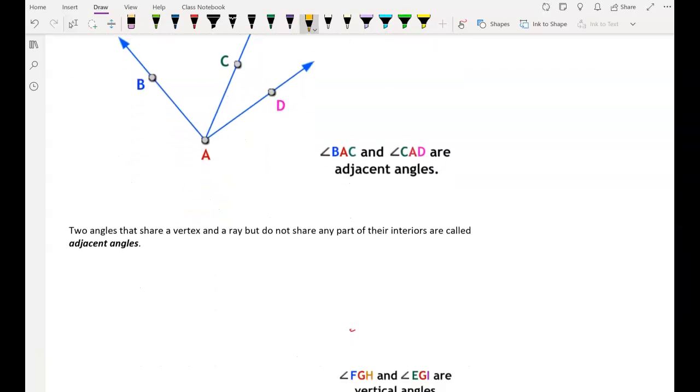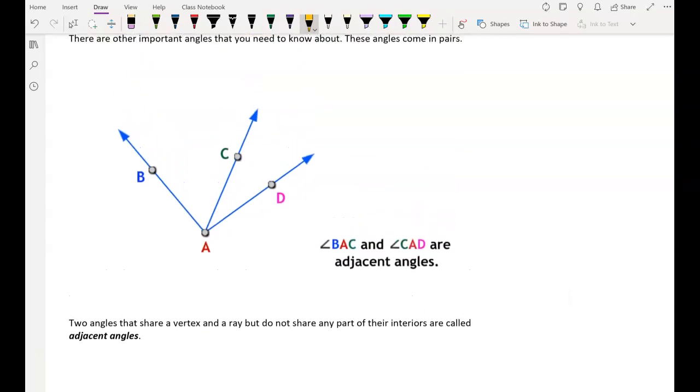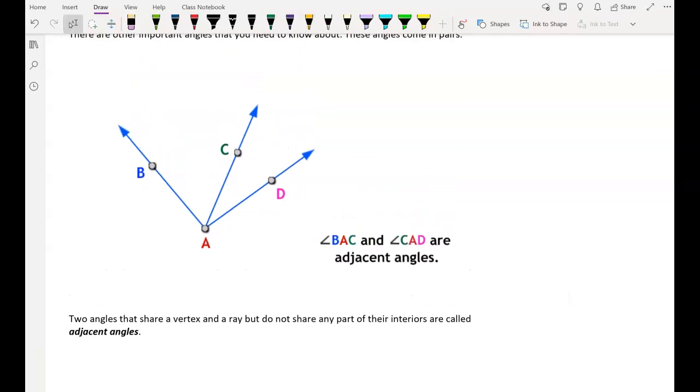I want you to notice something here. Okay, whoa, there we are. Sorry about that. Two angles that share a vertex. The vertex here would be vertex A. They share a vertex and a ray, but don't share any of their interiors, are called adjacent angles.